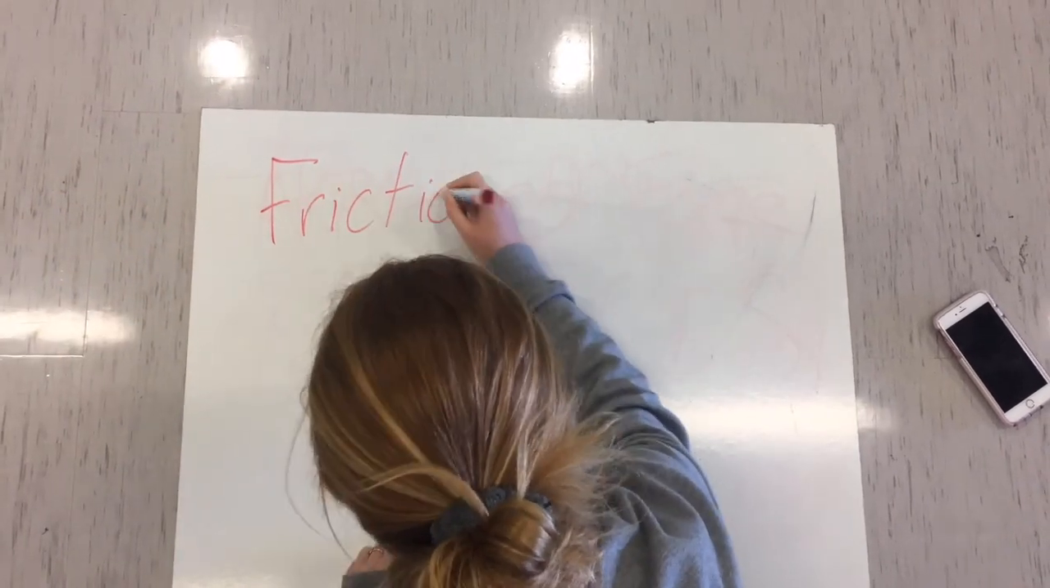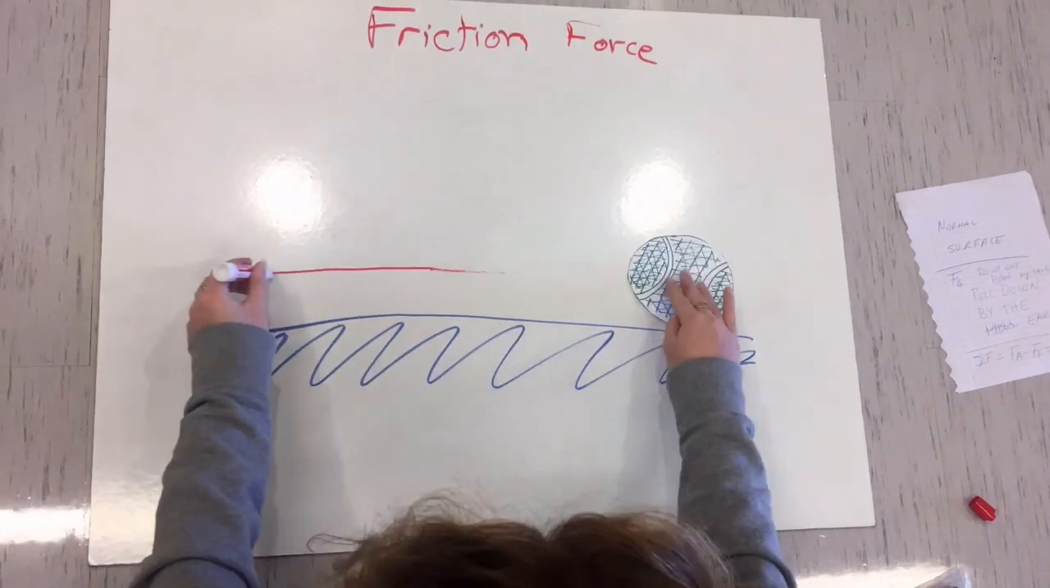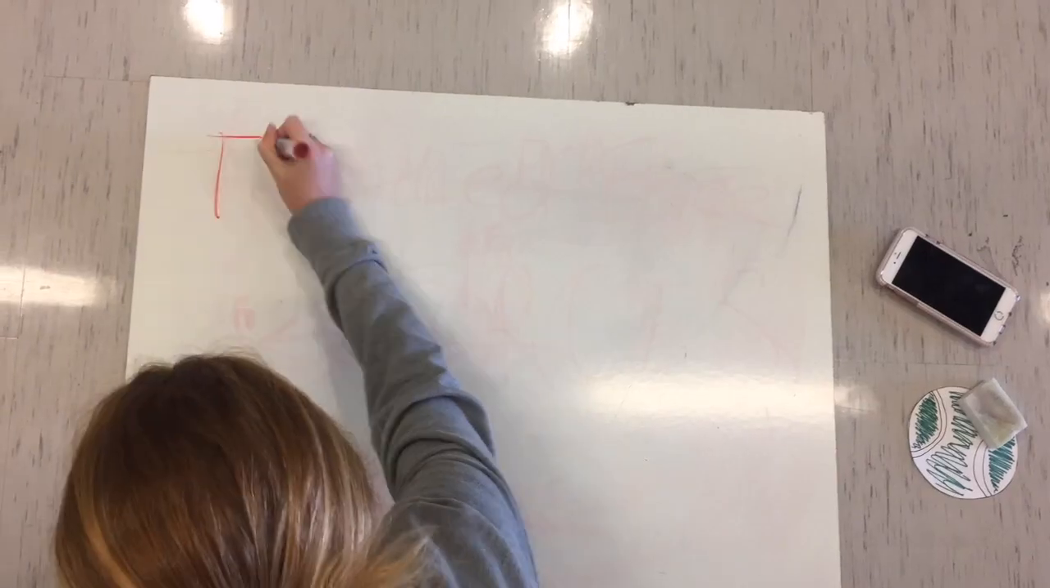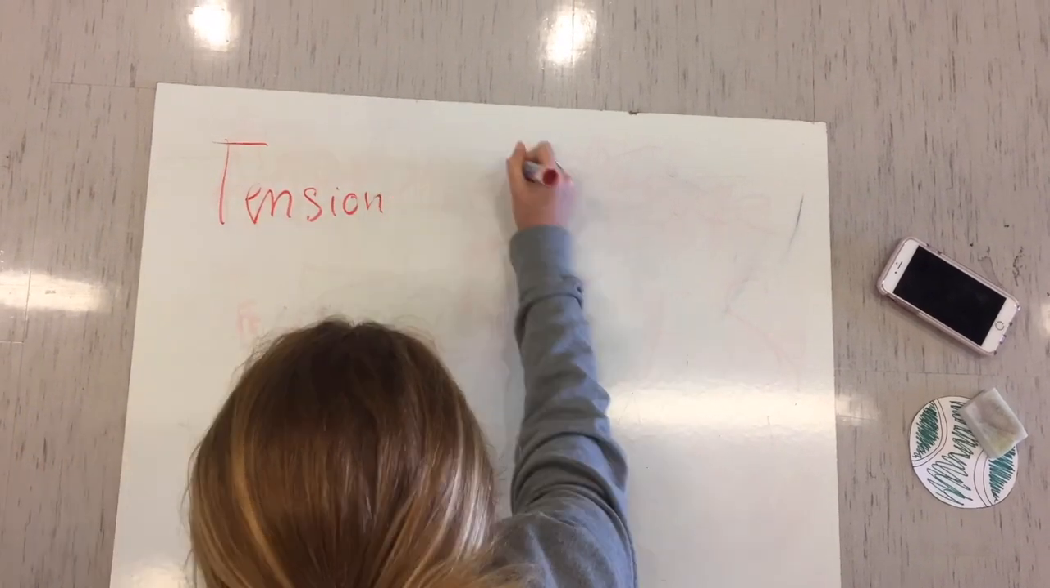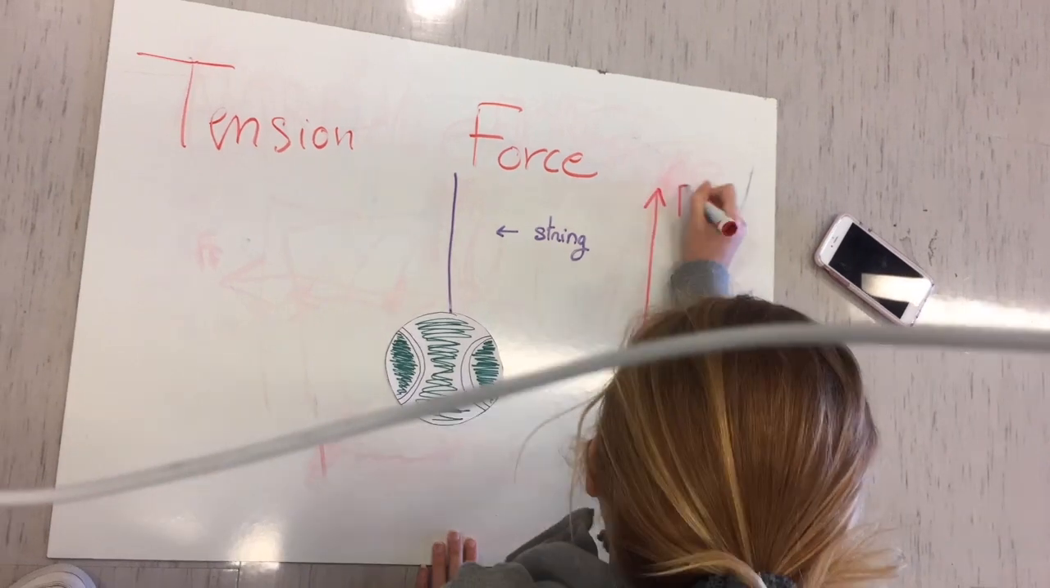Friction force. The friction force is the force exerted by a surface as the tennis ball moves across it or makes an effort to move across it. Tension force. Tension force is transmitted through a rope when it is pulled tight by forces acting at each end.